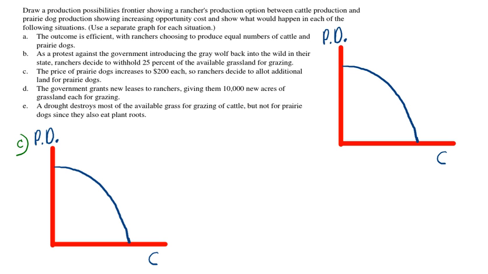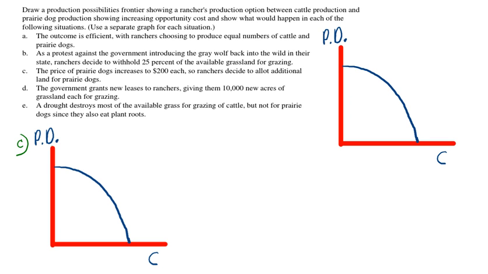So what happens is the amount of prairie dogs that they can make at a maximum is now higher, and they still have the same amount of resources and land available for cattle. And anytime you show a change in a production possibilities curve, people want to see where you started and where you ended up. So an arrow. The curve shifts out like this. And that's what they're looking for in part C. They're going to dedicate additional resources to producing prairie dogs, so now they're capable of producing more prairie dogs than they could before.